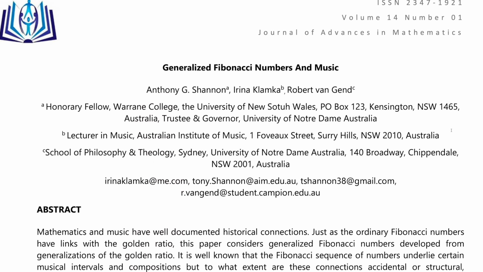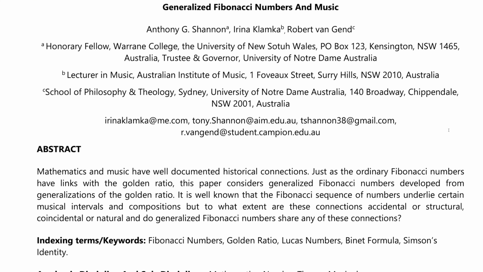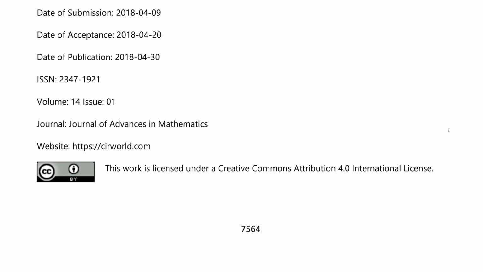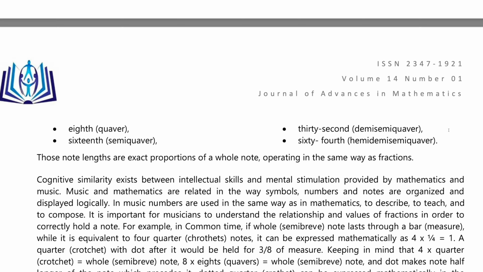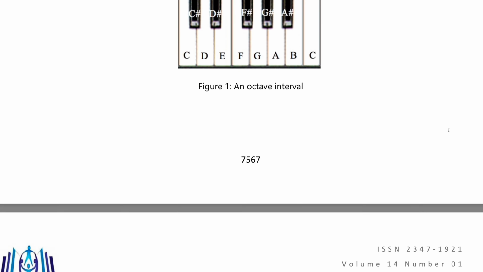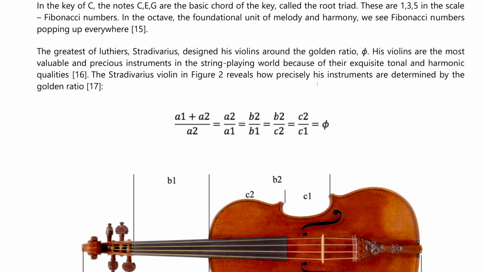In the paper called Generalized Fibonacci Numbers and Music, published in the Journal of Advanced Mathematics, Anthony Shannon, Irina Klamka, and Robert van Ghent give this example and say that his violins, meaning Stradivarius's violins, are the most valuable and precious instruments in the string-playing world because of their exquisite tonal and harmonic qualities.